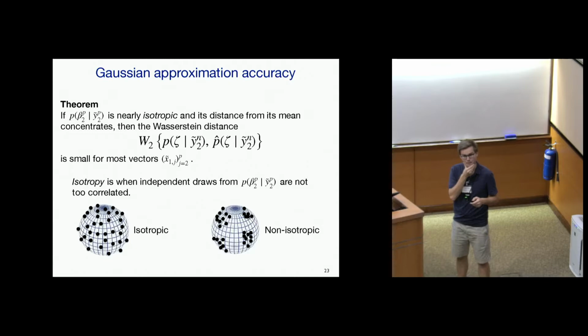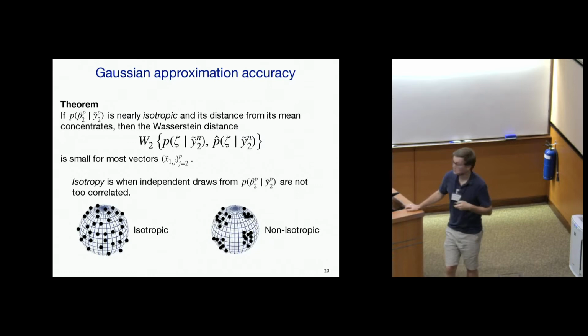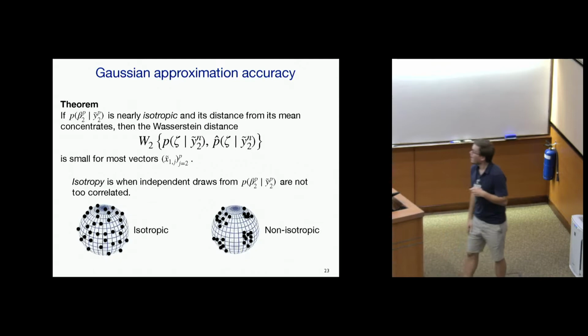Is there a way you can check this? This is really hard to compute, so yes, it's hard to check. How different is this from Gaussian? First of all, a Gaussian is not always isotropic. You can have a highly non-isotropic Gaussian. But let's say we look only at isotropic Gaussians: how different is this from a Gaussian?